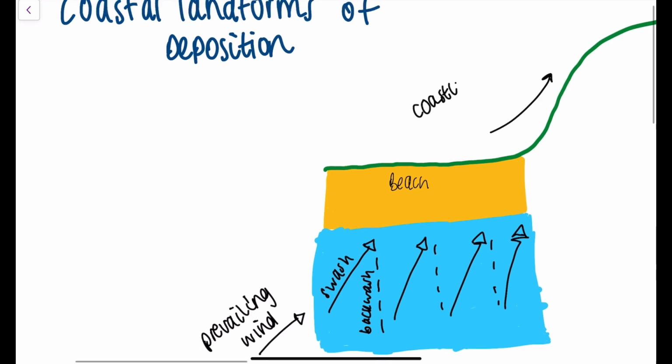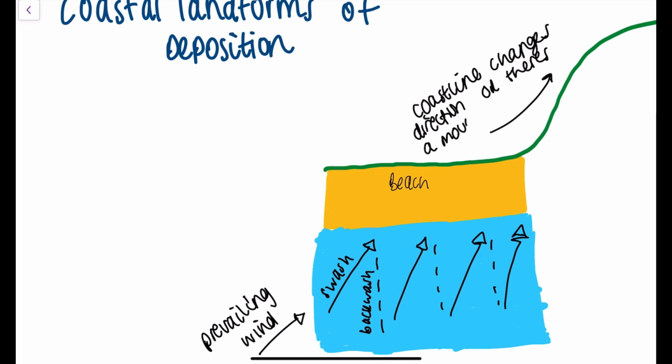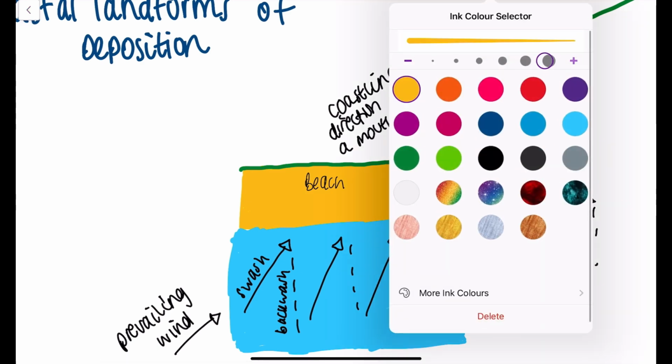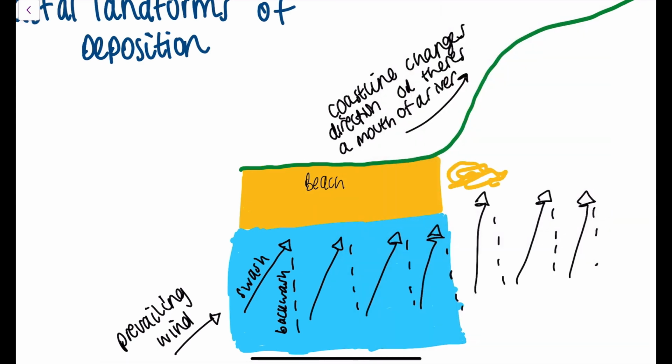Now as the swash approaches the beach, that deposits sediment. Now if the coastline changes direction, or if you have a mouth of a river and an estuary, that mixture of fresh water with salt water can cause deposition to occur. Now, if that coastline changes direction, longshore drift will continue to deposit in the original direction of the coastline.